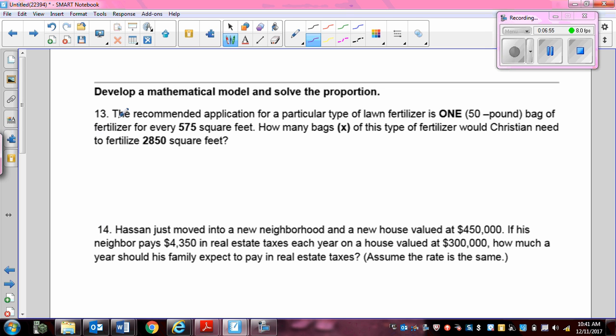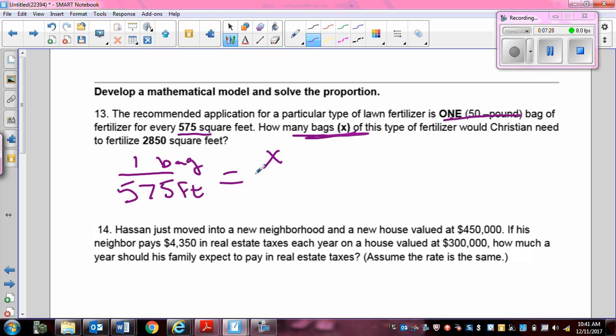So let's look at this. The recommended application for a particular type of lawn fertilizer is 1 50-pound bag of fertilizer for every 575 square feet. So that's going to help us set up a proportion. So 1 bag for every 575 square feet. Bag over feet, right? Equals how many bags? We've got to keep it consistent. Bags over feet equals bags over feet. So this one is going to be x, is what they're asking us.